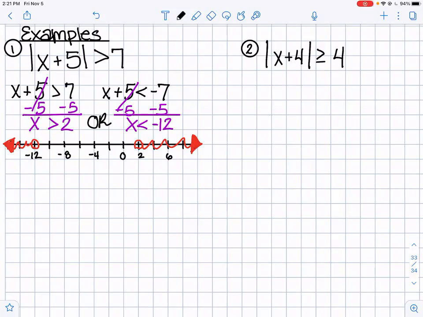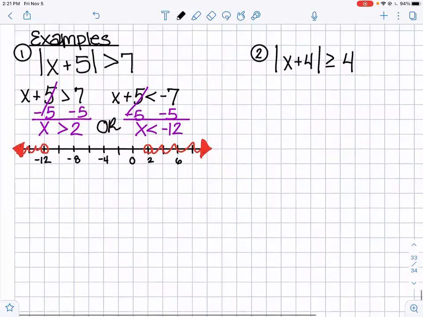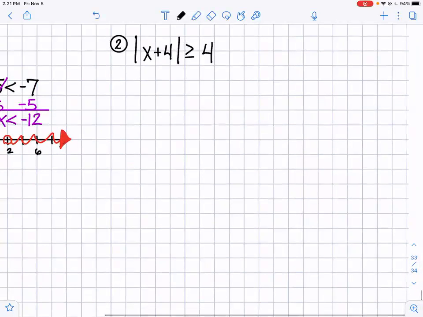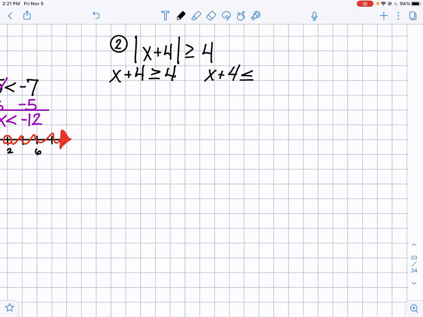All right, so my 2 problems should be what? x plus 4 is greater than or equal to 4, or x plus 4 is less than or equal to -4.